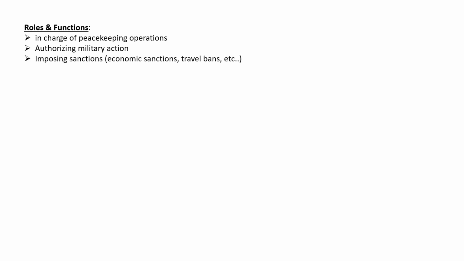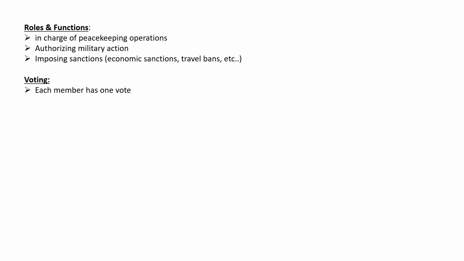Talking about the roles and functions of the Security Council, its most important function is to maintain international peace. Therefore, it is in charge of peacekeeping operations, which it performs with the help of UN peacekeepers. It has the right to authorize military action and impose sanctions, which can be economic and trade sanctions, financial restrictions, travel bans, and so on.